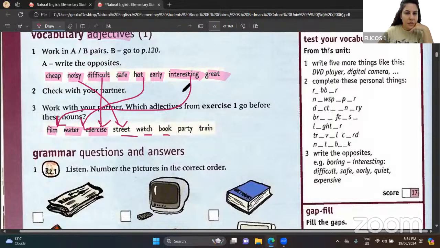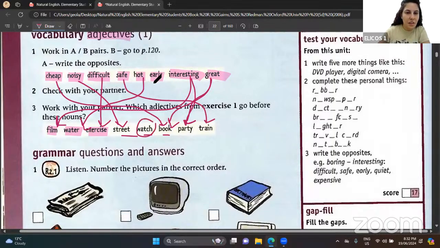Let's do the next one. Book. It's a great book. Maybe a cheap book, yeah. Okay. Interesting party. Okay, or great party. And the train was a safe train ride, yeah. So watch, early watch.